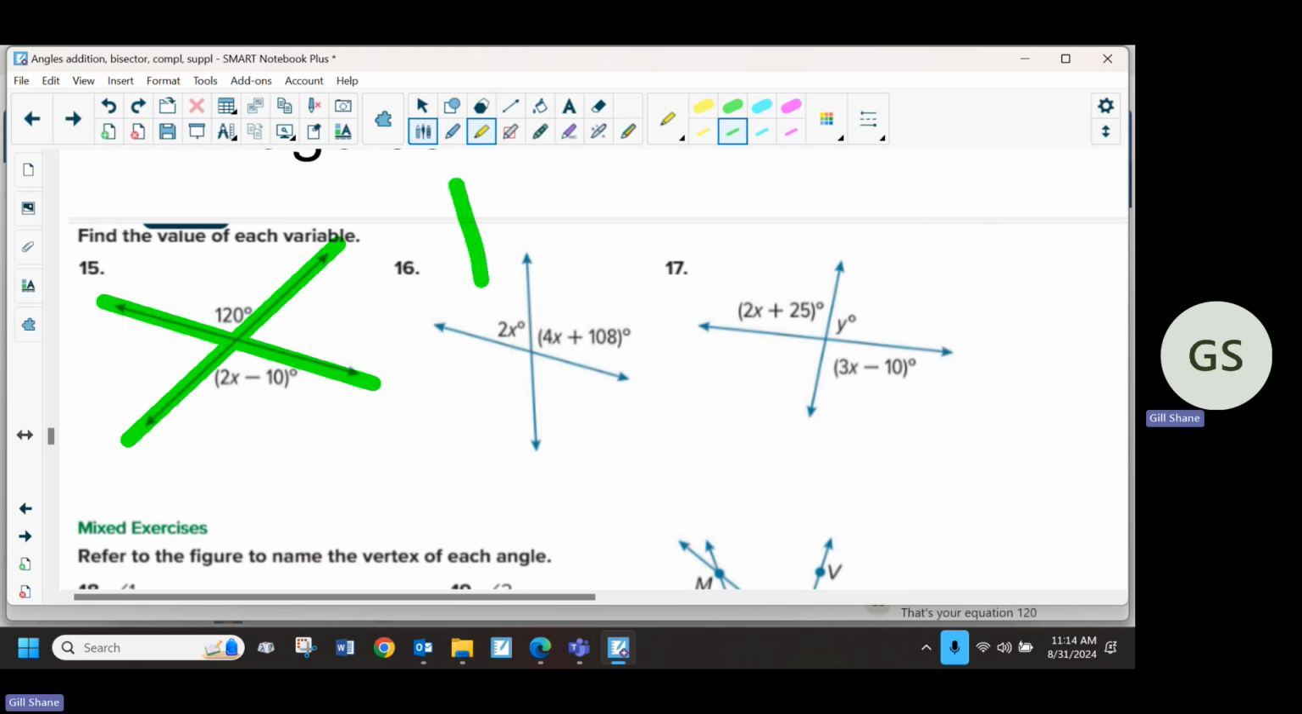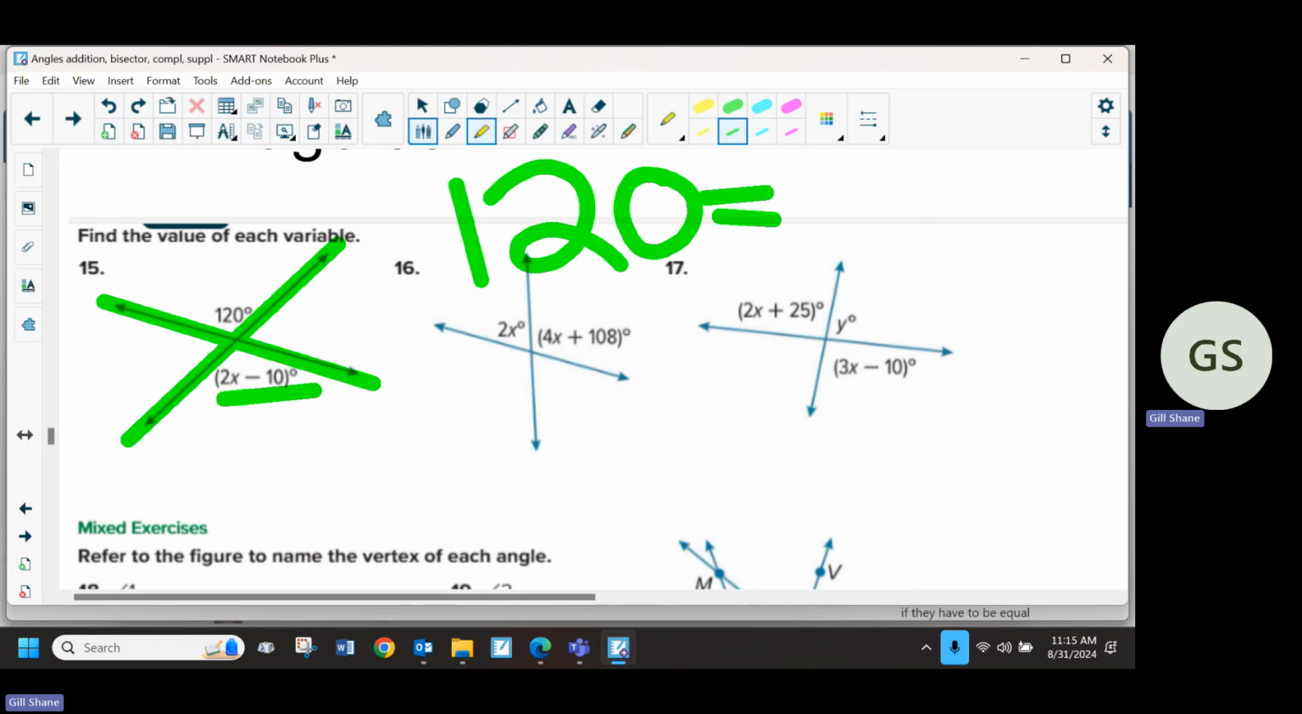I'm going to just do it in highlighter. 120 is the measure of one of the angles. This angle, doesn't matter what it says, 2x subtract 10, has to equal 120. They have to be equal. Don't worry about what it says in there. Vertical angles have to be equal. So if they have to be equal, then I set them equal. That's how I create the equation.